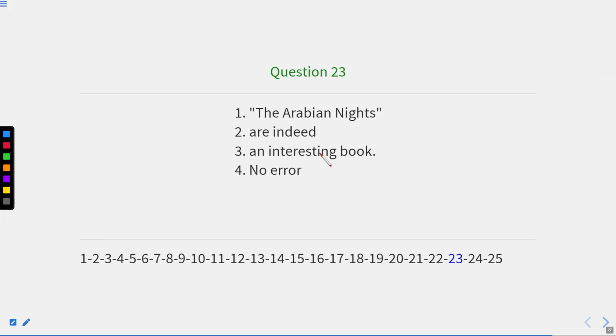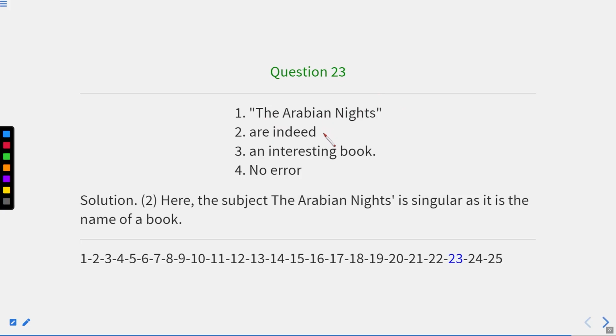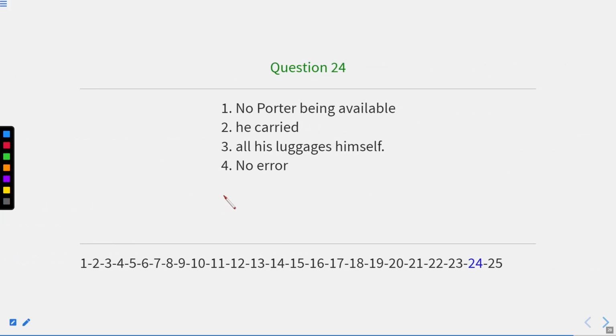That is question number 23. The Arabian Nights are indeed an interesting book. Now Arabian Nights is actually the name of a book, though it contains S at the end of the name. But here this S does not show that the noun is plural. The Arabian Nights is the name of the book, therefore it should be considered singular. It is not many in number, it is only one. Hence the subject, the Arabian Nights, is singular as it is the name of the book. Okay. Now let us move to the next one, that is question number 24.